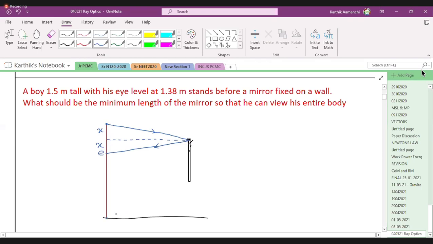Now, a ray has to come and hit the mirror here from the foot. From the foot, a ray comes and it will reach the eye. So when you stand in front, one ray from your head is going to the mirror, coming to your eye, right? And one ray from your foot is going into the mirror, hitting it, and then coming, right? So I'll take this distance as y, hence this distance will also be y. So the answer is 0.75, right?